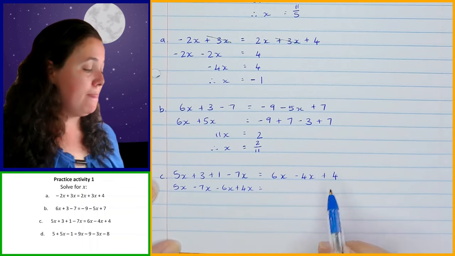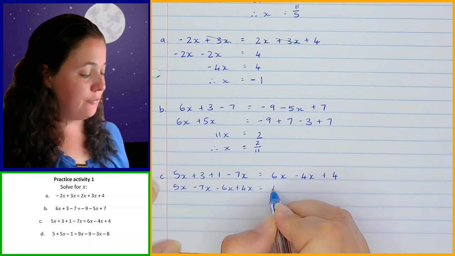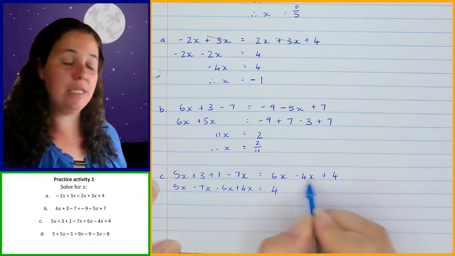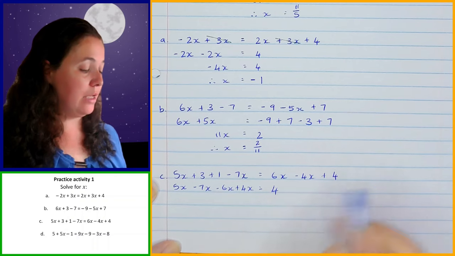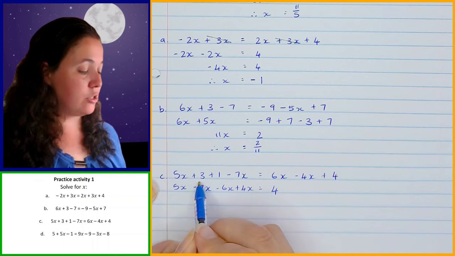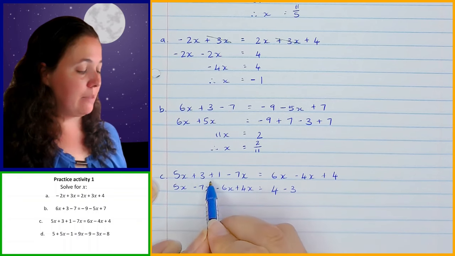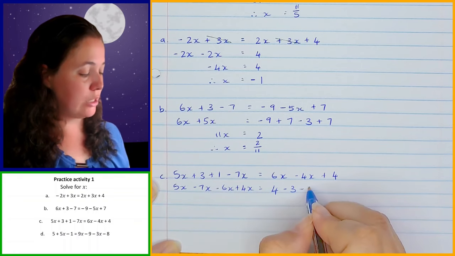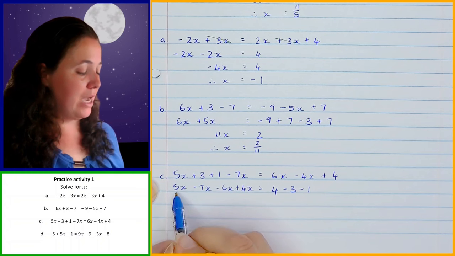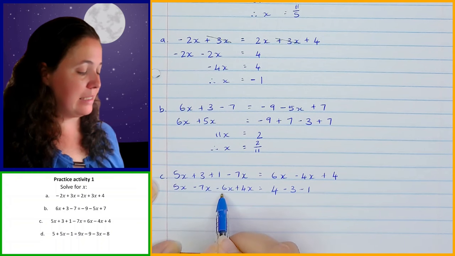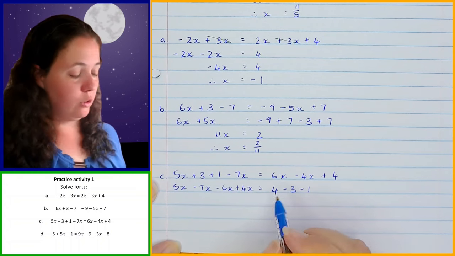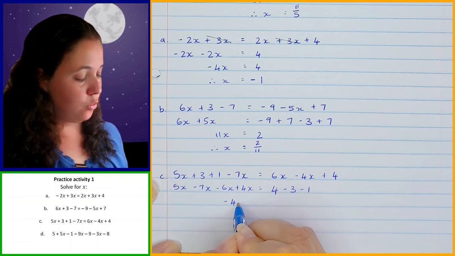Okay, then on my right-hand side I've got a 4, which is a constant. I've already dealt with those, they have cancelled out. Now then I'm going to take the plus 3, I need to get rid of it. So I'm going to subtract 3, and I'm going to take the plus 1 and get rid of it, so I'm going to subtract 1. Okay, so now I've got 5x minus 7x minus 6x plus 4x. That all gives you negative 4x.